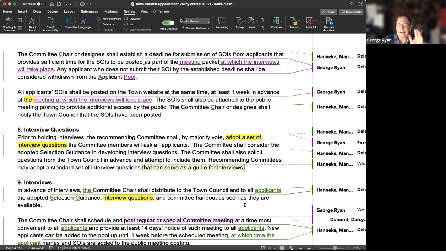One, the committee knows in advance what the questions are going to be. Do we want the interviewees to know in advance? And maybe the answer is yes for both. I would say if we decide them in advance, as a courtesy, you need to let the applicant pool know in advance, because if you decide them in advance, that means you've decided them in an open meeting.